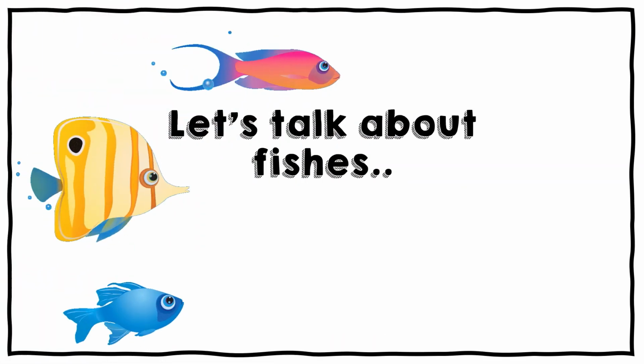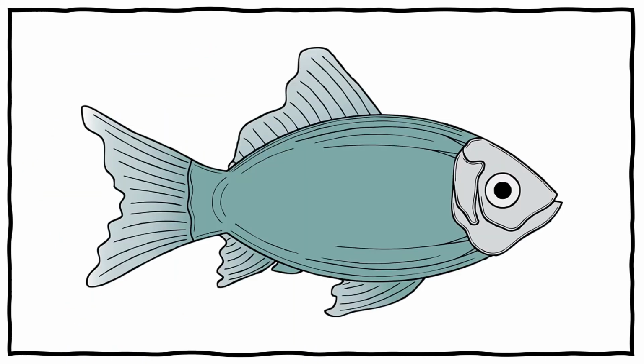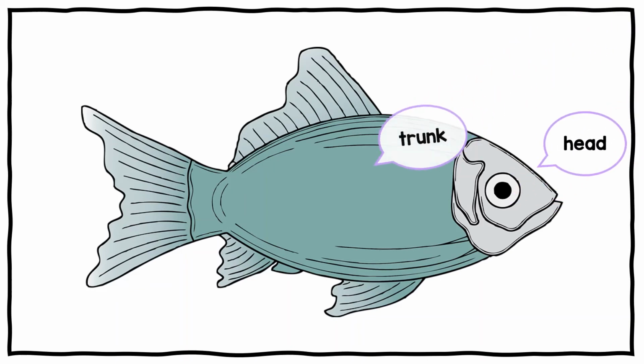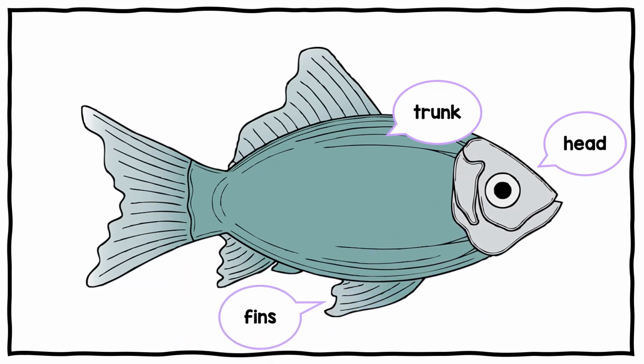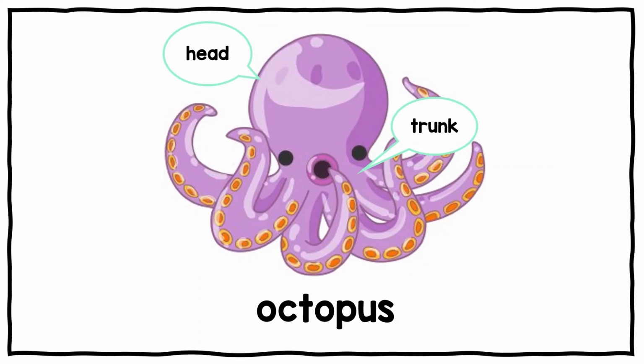How about fish? Here is a fish. A fish has a head, a trunk, and instead of limbs, they have fins and tails. Here is an octopus. The octopus has a head and trunk, but instead of limbs or legs, they have tentacles.